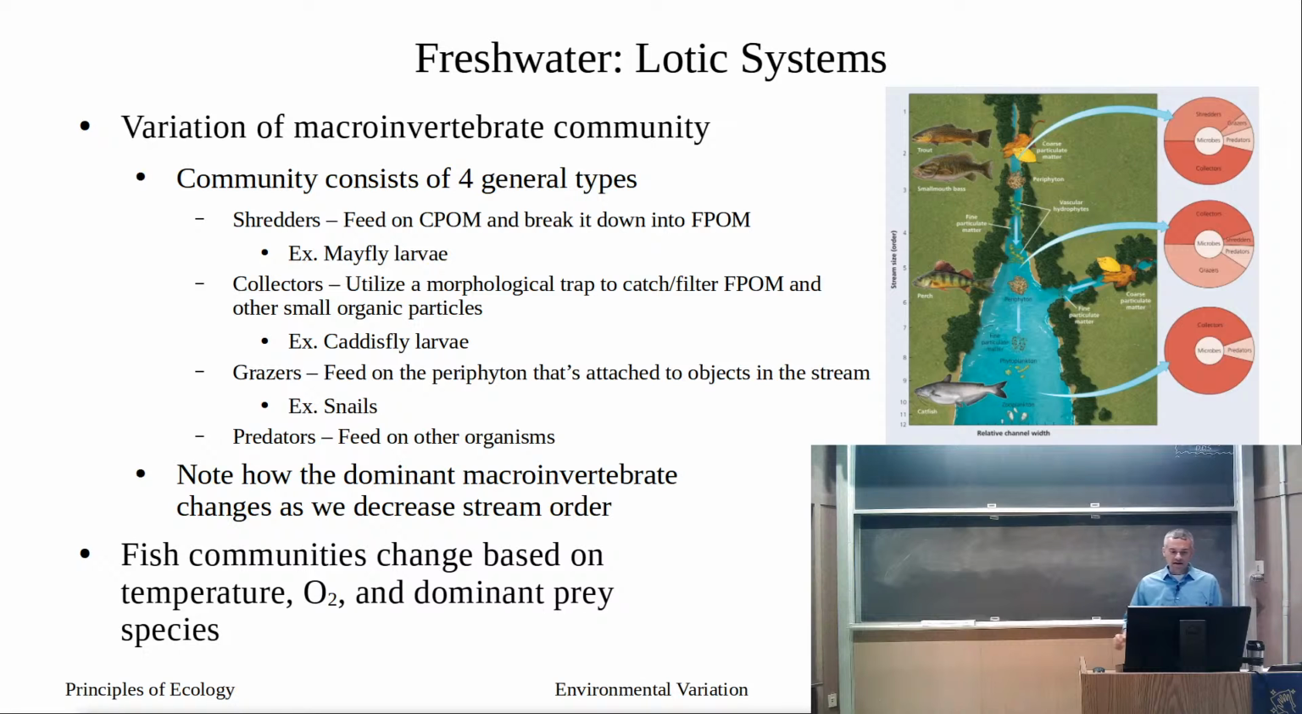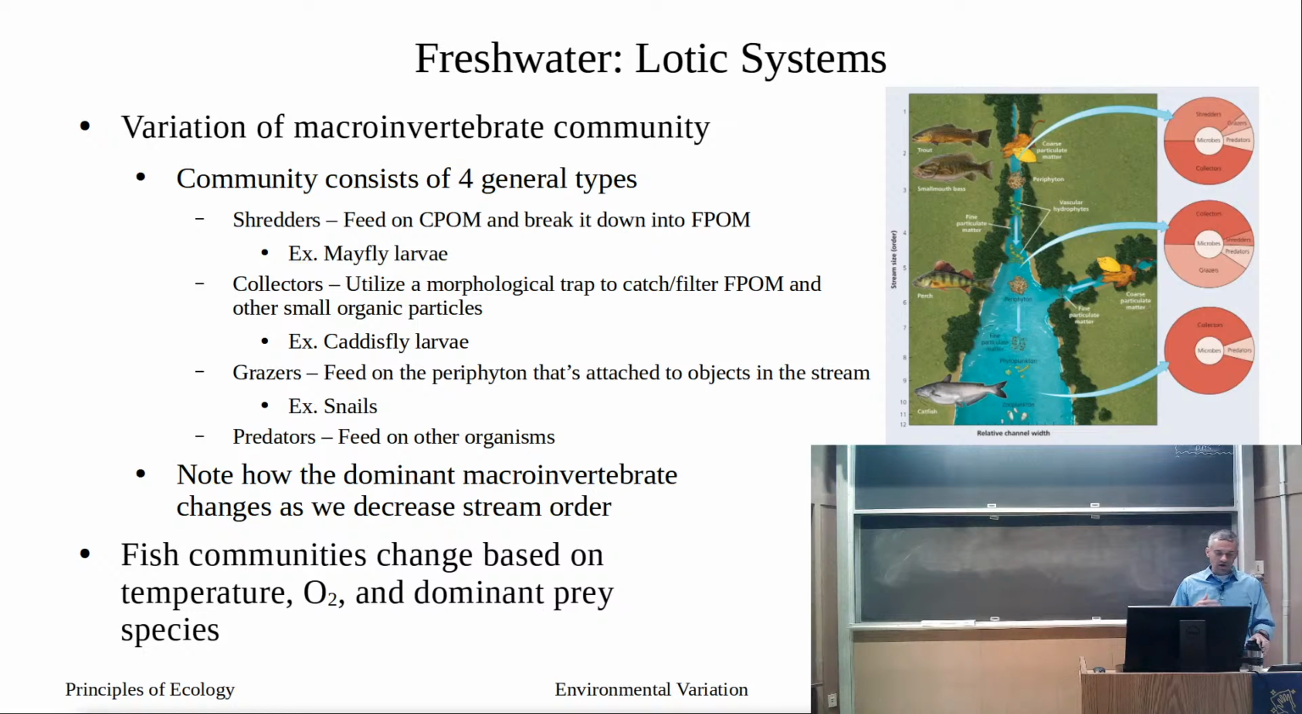What you'll see is that our predators basically stay at a constant distribution. Our predators are going to feed on other macroinvertebrates, and their distribution, the percentage of the total, tends to stay the same. What changes is what they feed on. Are they feeding primarily on the shredders? Are they feeding on the collectors? Are they feeding on the grazers and so forth?